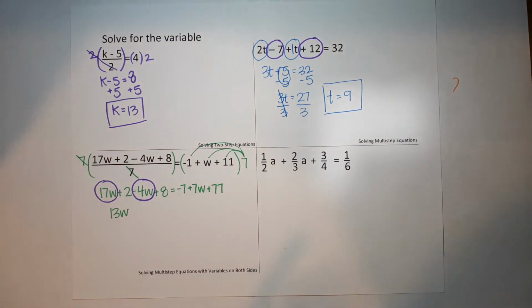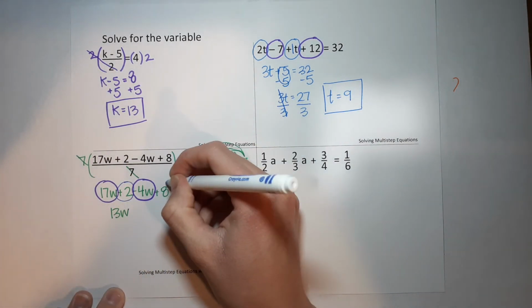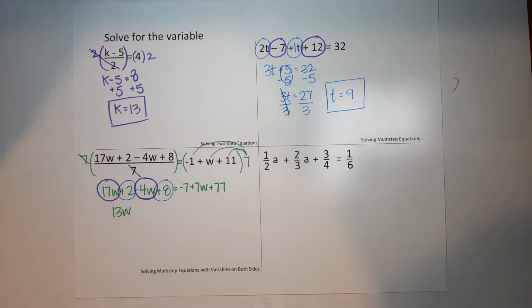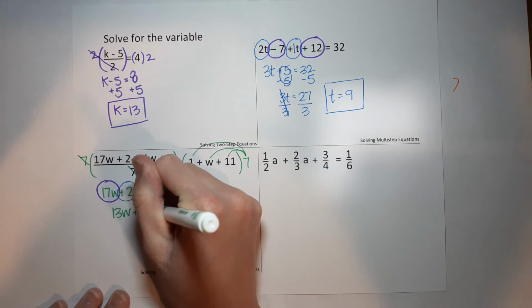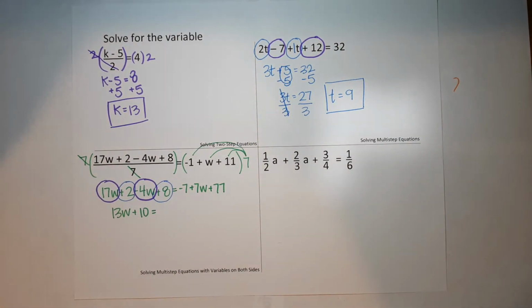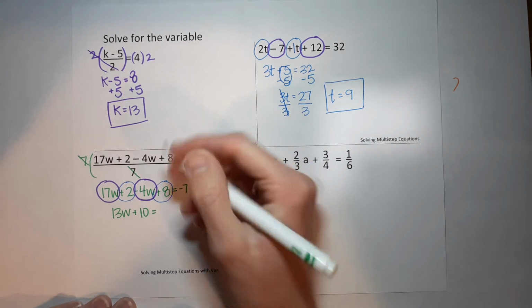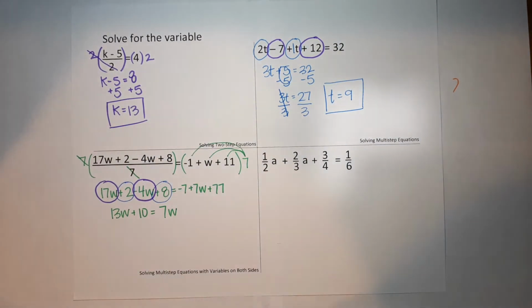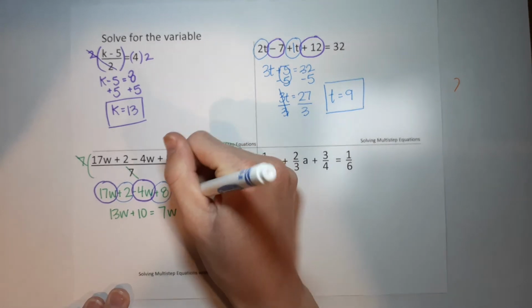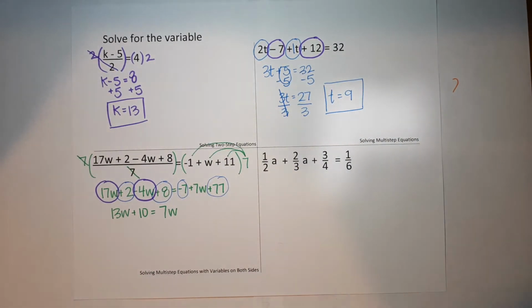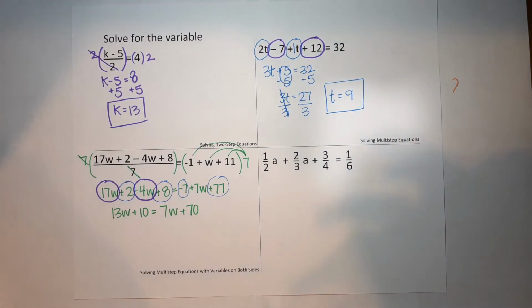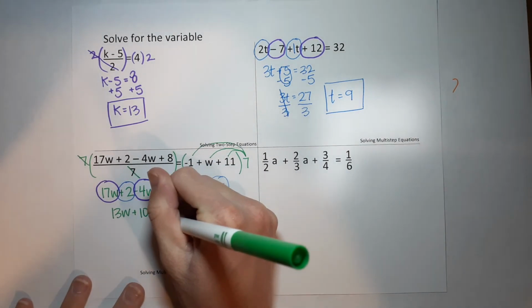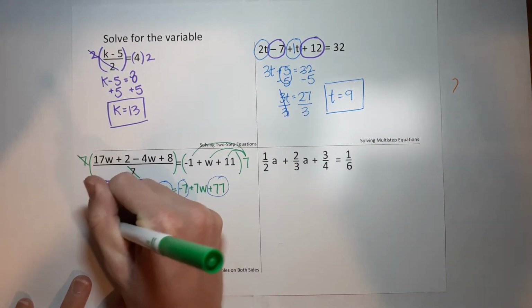Then I've got 2 and 8, which are like terms, which give me 10. Okay. Now I've got this side where I've got 7W. That's the only W over here, so I'm just going to write 7W. And then I've got -7 and 77, which just gives me a positive 70. All right, now I want all my W's together and all my not W's together. So I'm going to subtract 7W over here. If I do it over here, I got to do it over here.